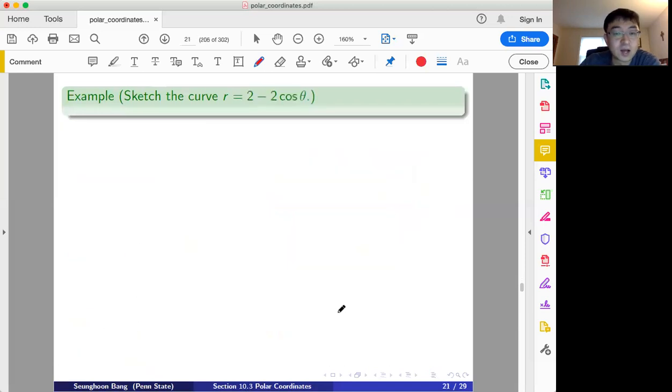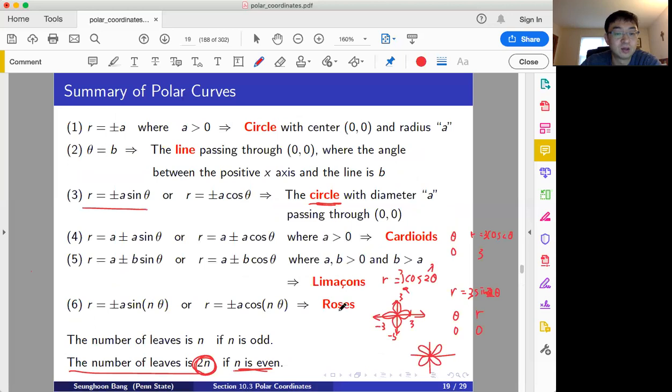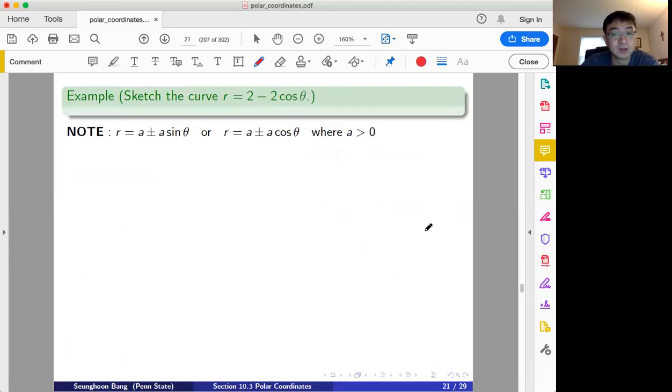The next one, r equals 2 minus 2 cosine theta. We are going back to the previous one. The constant is the same as the coefficient, so we have a cardioid. This is the idea. You can use a table.